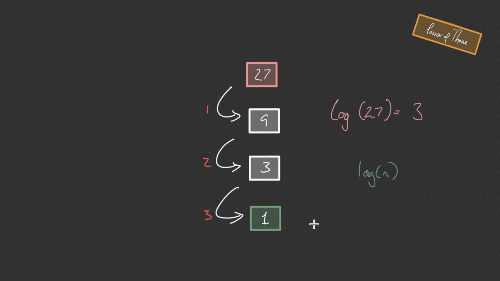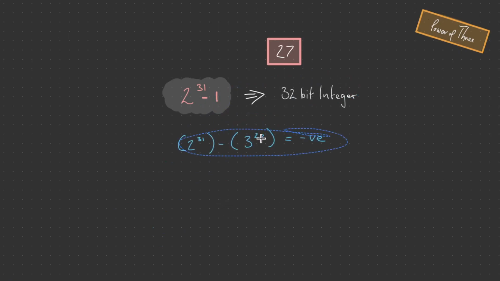Now let's look at the alternative approach. In the constraints of the question, it's stated that the largest value we can go to is 2 to the power of 31 minus 1. This represents a 32-bit integer, so this is the upper limit. If we do some simple arithmetic, 2 to the power of 31 minus 3 to the power of 20 gives us a negative value. So we will never reach 3 to the power of 20, because this is out of bounds. Conversely, 2 to the power of 31 minus 3 to the power of 19 is a positive value, so we will definitely reach this.